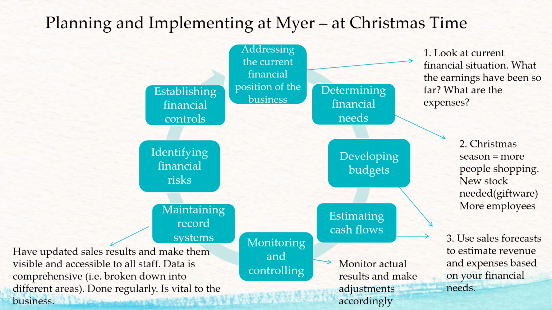They need to make sure they're maintaining accurate record systems. So they'll constantly update their sales results and make them visible and accessible to staff. Now that's also a really motivating human resource strategy, making sales results accessible to staff. You've got to make sure that the data is comprehensive. It's not just a general thing saying, oh, we made $100 million in Myer. It should be, okay, we made 50 million in toys, because that's really where a lot of the money was spent, 30 million here and 30 million there.